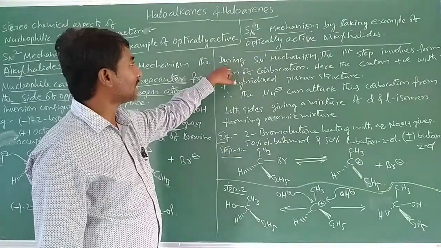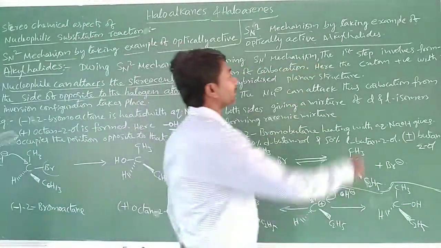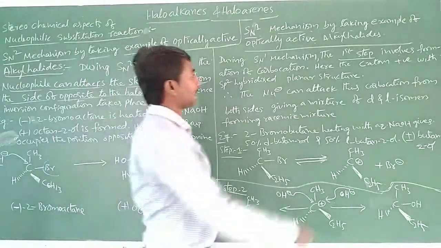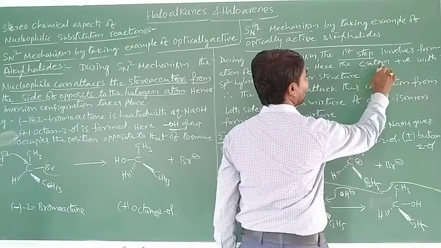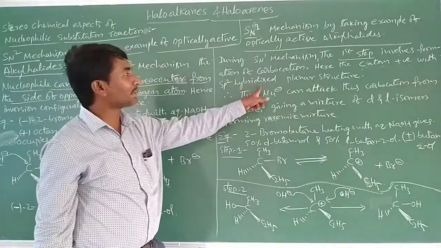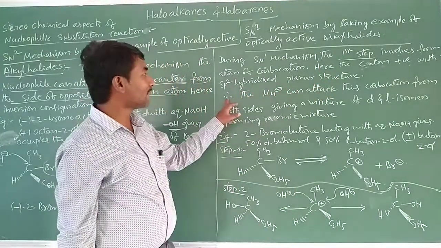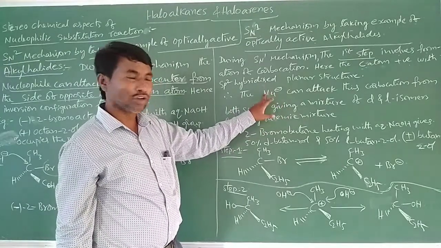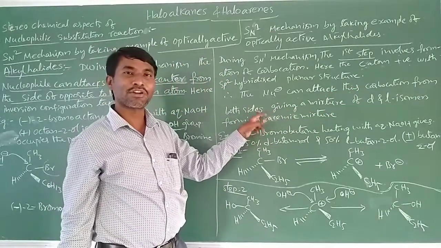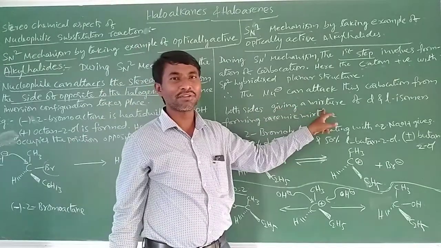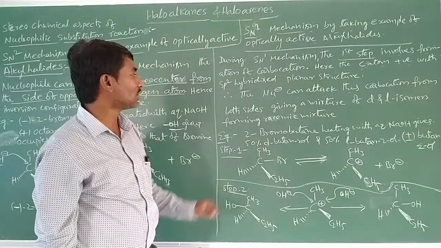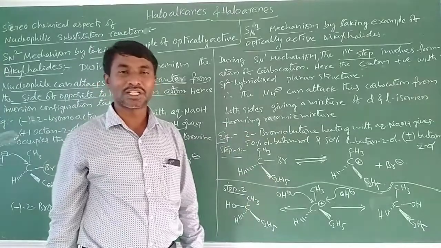So during the SN1 mechanism, the first step involves formation of a carbocation. Here the carbon atom is positive, sp2 hybridized, with a planar structure. Therefore the nucleophile can attack this carbocation from both sides, giving a mixture of D and L isomers, forming a racemic mixture.